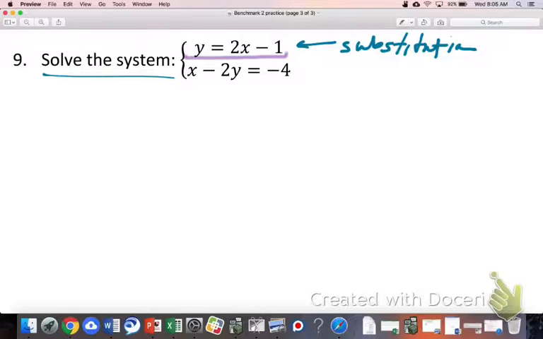Did I spell that right? Substitution, I think I did. Substitution would be the best method. And all substitution really is, it's what you think it is. It's when you remove one thing and replace it with something equivalent to it.